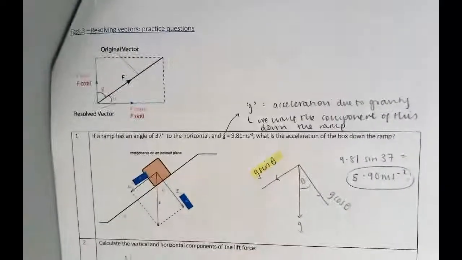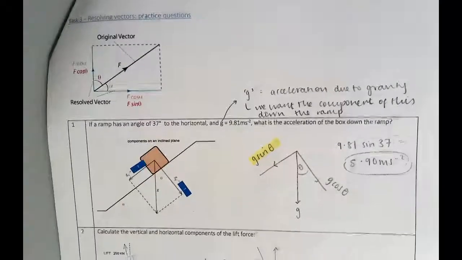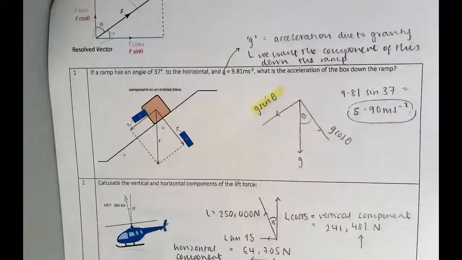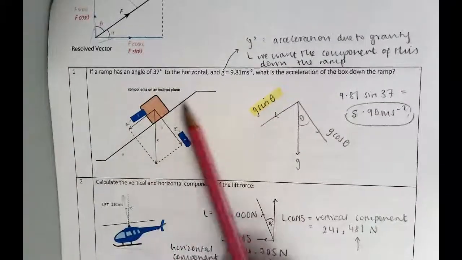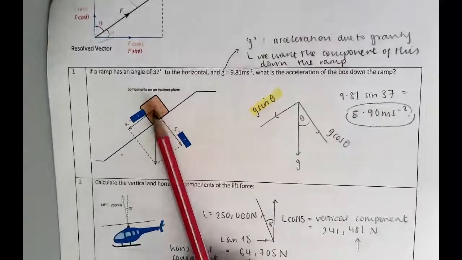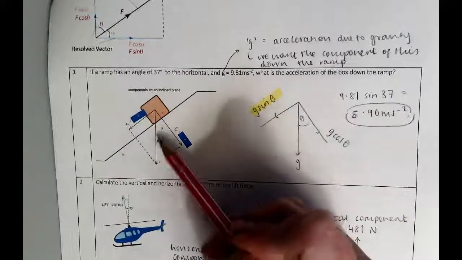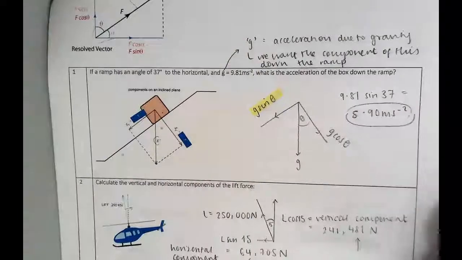And then in task 3, you were asked to resolve some components of vectors. So we've got a ramp, we've got a box acting on the ramp. Obviously mass always acts towards the centre of Earth, so it will always act vertically down. So this is acceleration due to gravity.